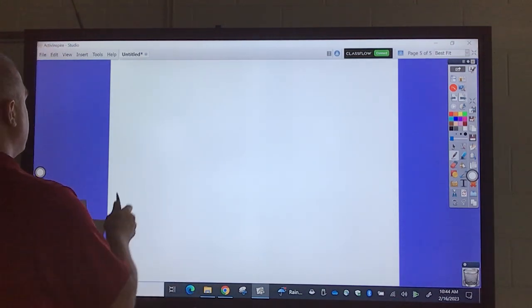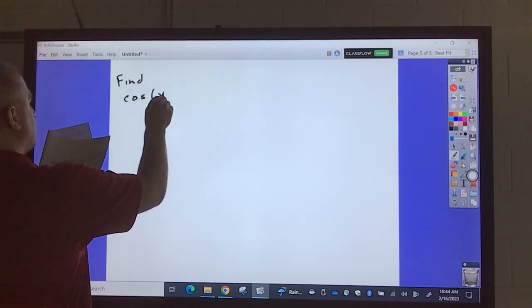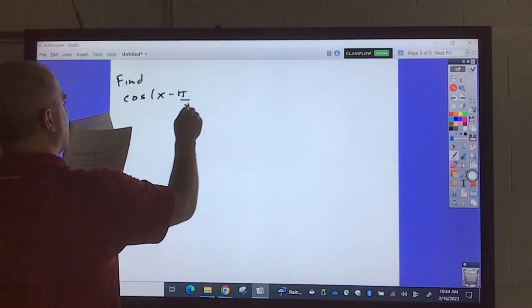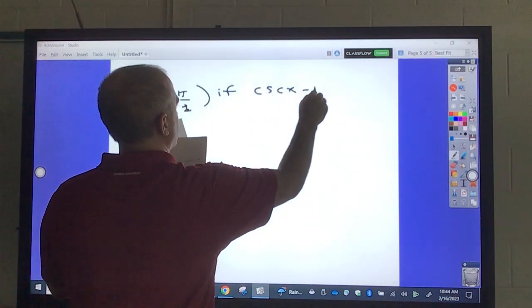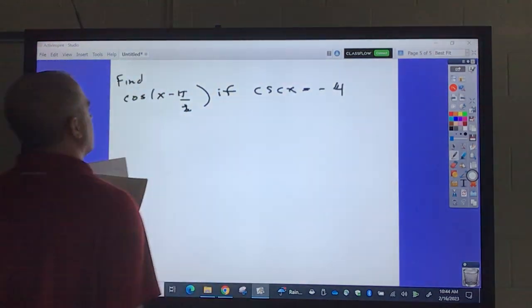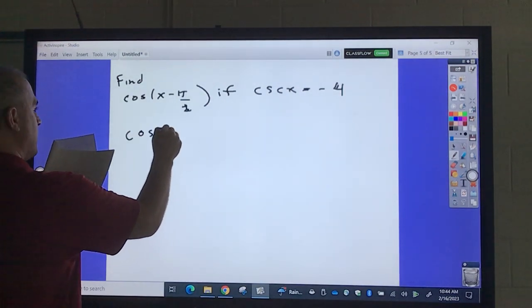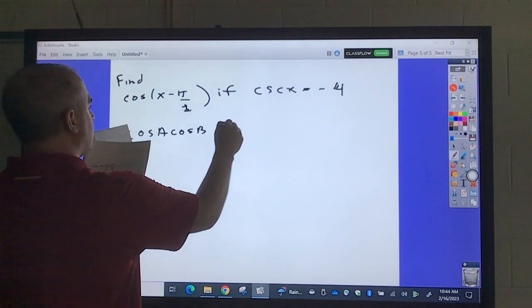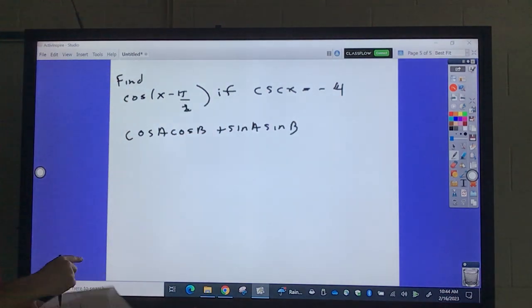All right, let's do a second example. It says find cosine of x minus pi over 2 if cosecant of x equals negative 4. Now, I use the cosine formula for minus, which is cosine A, cosine B, plus sine A, sine B. So be careful with your formula. Just because it's subtraction, make sure you're reading.